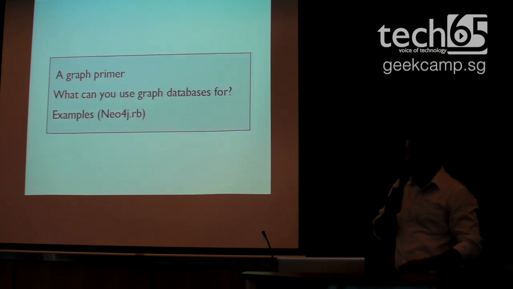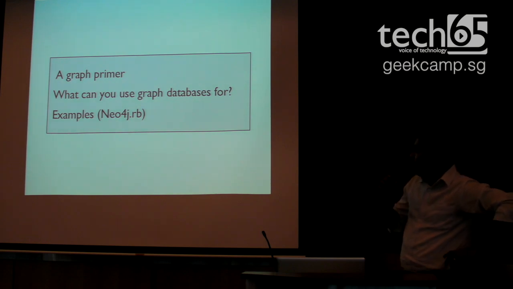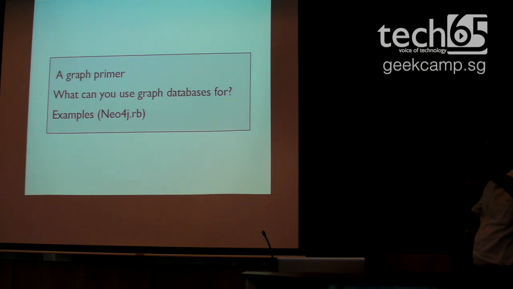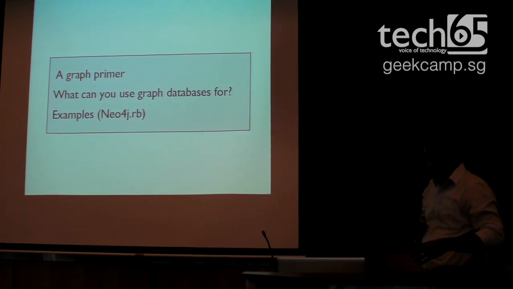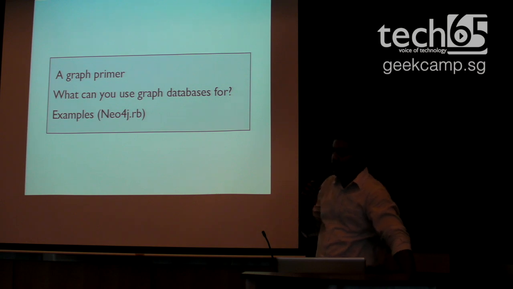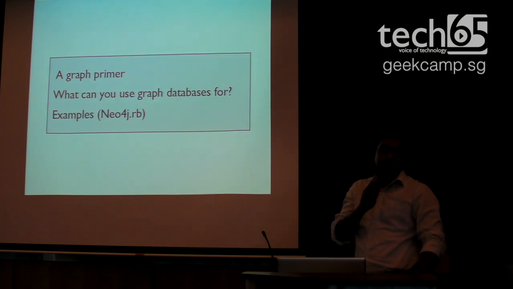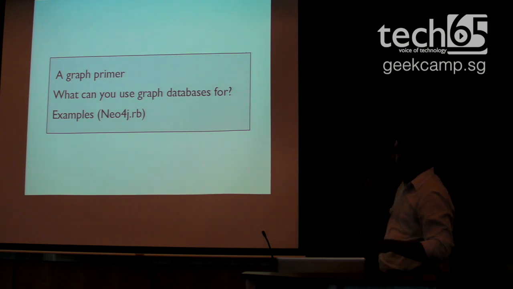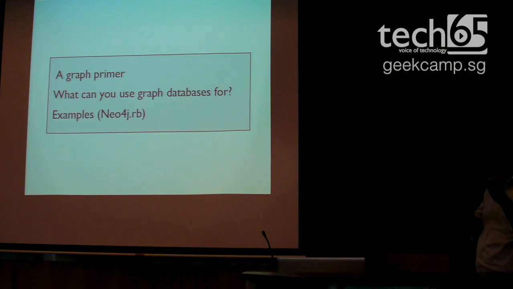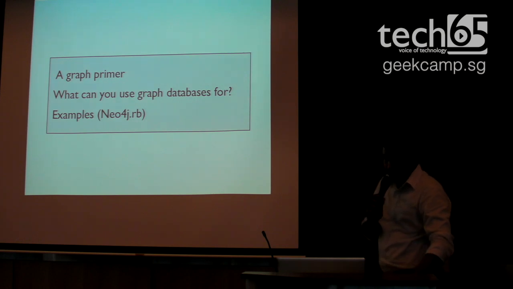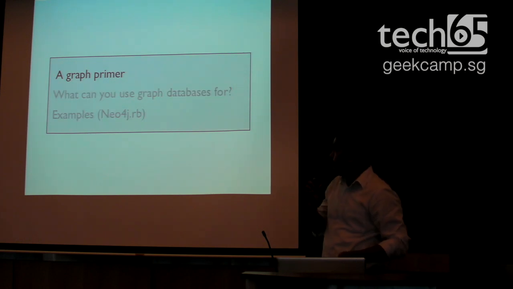Okay. Here's what we have for today's talk. It's essentially divided into 3 bits. We'll start off with a graph primer. We'll go over some graph theory and basically what it takes to put graphs together. We'll talk a little bit about what you can use graphs for. And finally, we'll take a look at a few examples. The examples are going to use Neo4j.rb, but in a lot of senses, they're portable and can be used with any language that you like. Okay? So let's start off with a primer then.